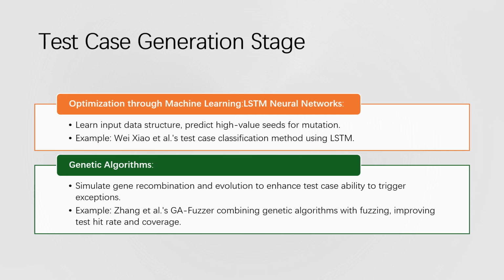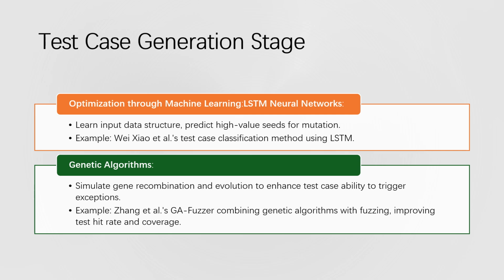This model is trained using the test cases and a coverage state, resulting in an accurate prediction model for input categories. By prioritizing the mutation of higher-value seeds, the seed selection process is guided. Genetic algorithms are another powerful tool in test case generation. They simulate the natural process of gene recombination and evolution, enhancing the ability of test cases to trigger exceptions. By performing selection, crossover, and mutation operations on the test cases, genetic algorithms can generate diverse and high-quality test cases.